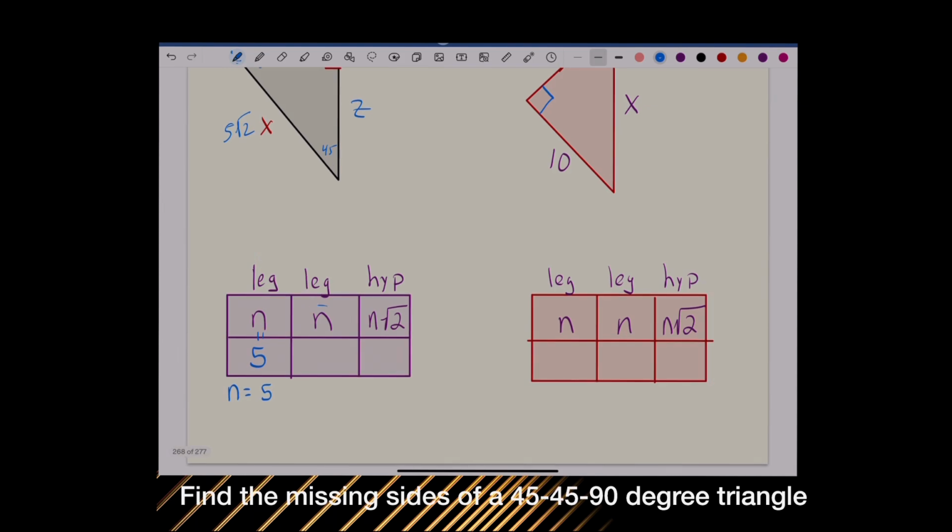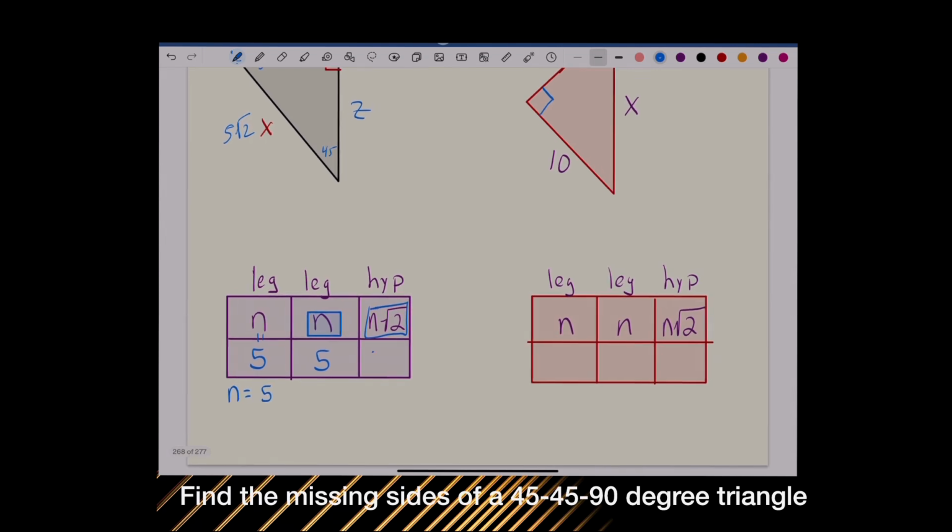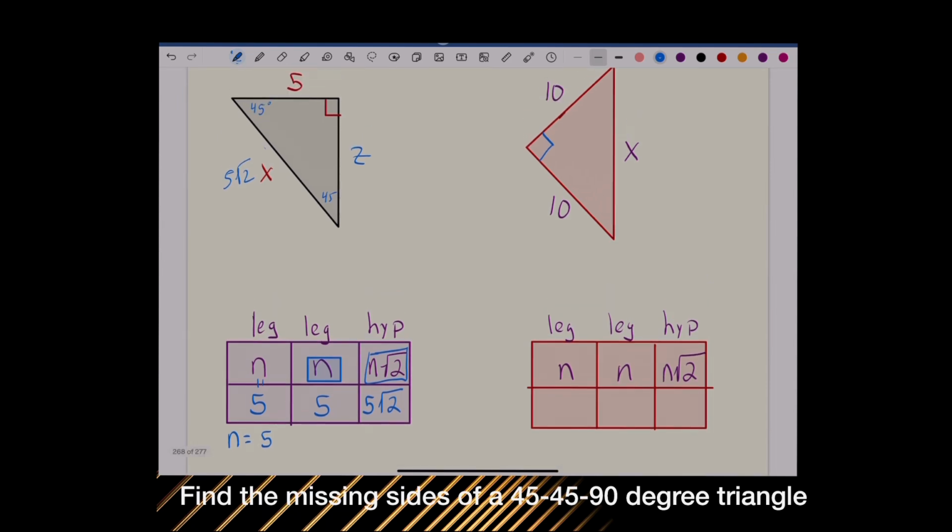So now I know that this second column, it's n. So the answer is 5. The third column is n times the square root of 2. Well, I know that n is 5, so that has to be 5 times the square root of 2. So the length of the hypotenuse is 5 times the square root of 2. The length of the leg is 5. And I'm done.